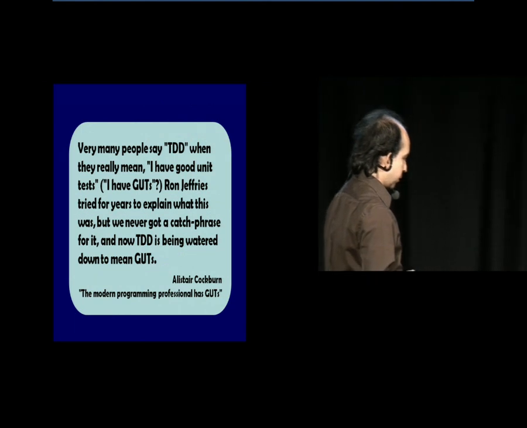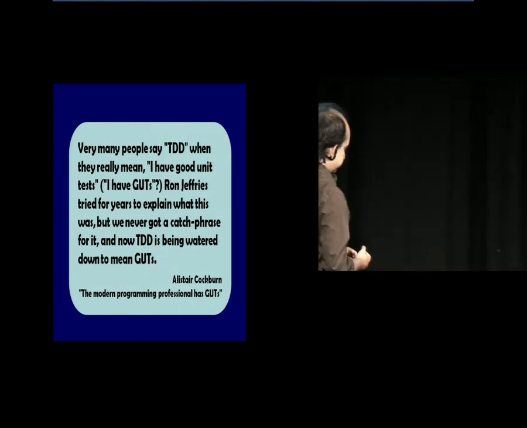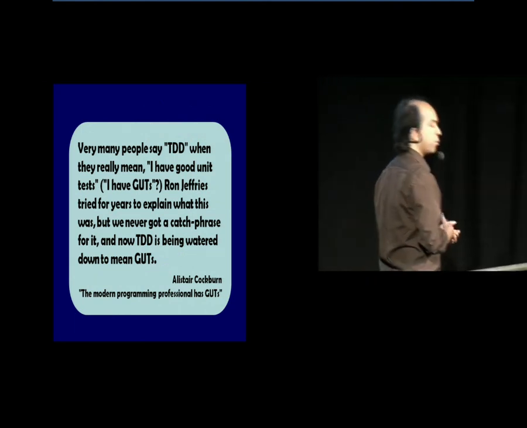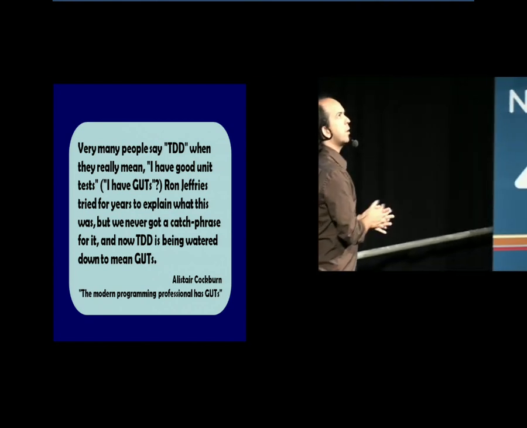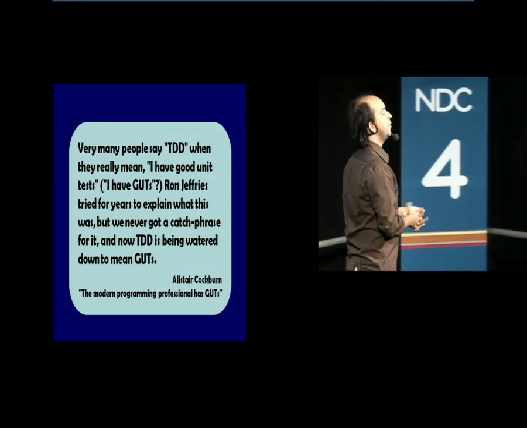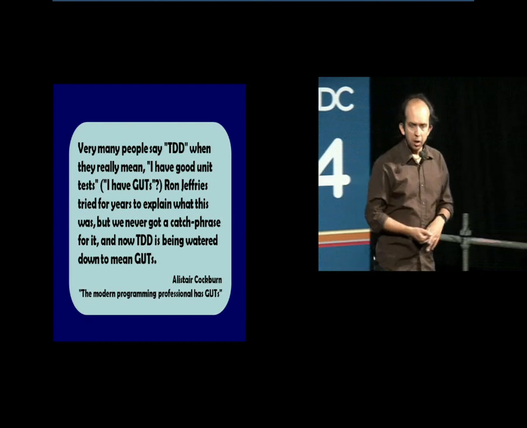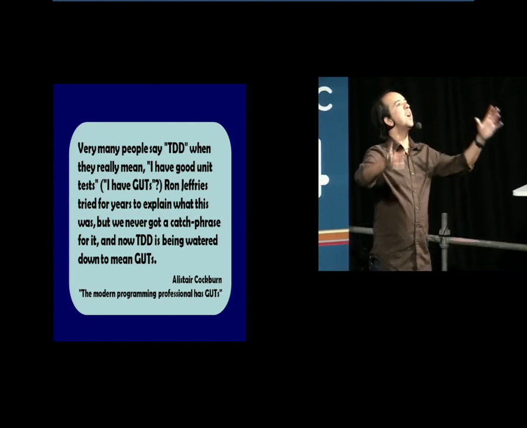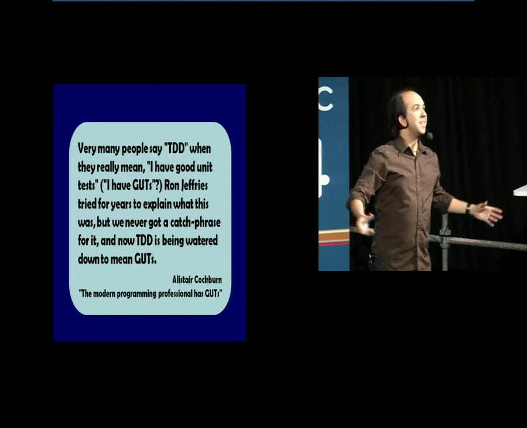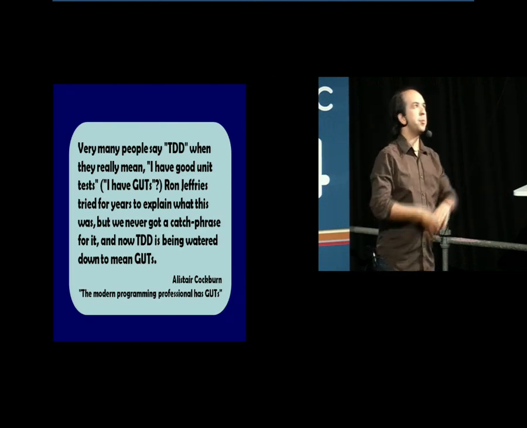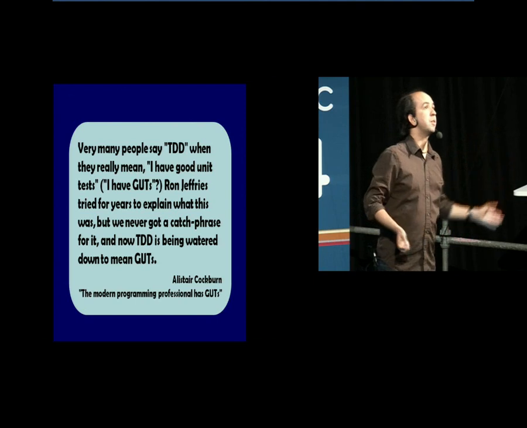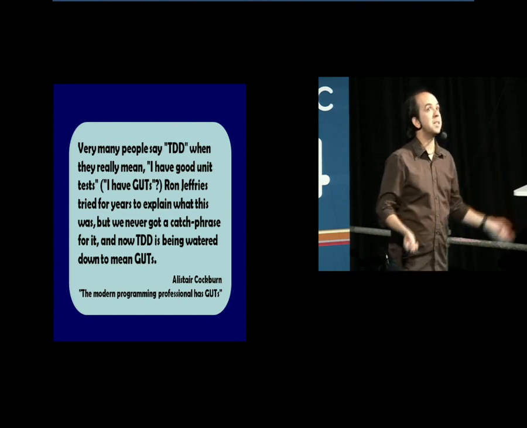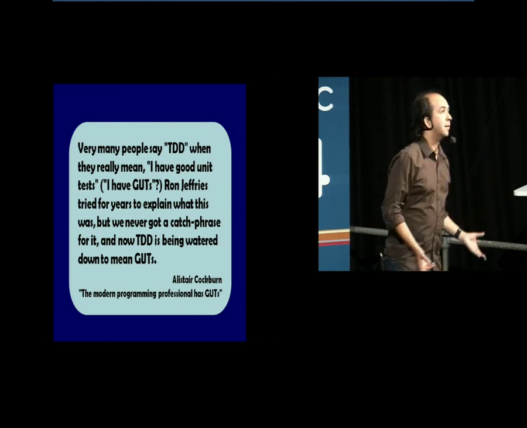So here's a nice little quote from Alistair Cockburn, and it reflects a common problem of what I think Martin Fowler referred to as semantic diffusion. That sometimes when a word becomes popular, it becomes a little more general, it diffuses. Its meaning becomes diluted. Everybody wants to use the word. People use the word refactoring to mean any kind of change. People use the word TDD to mean somebody somewhere is testing.